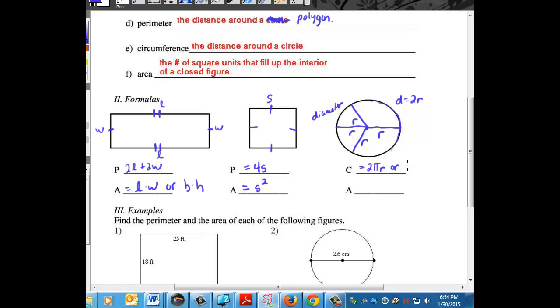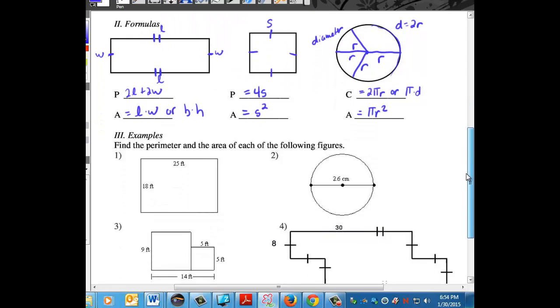It can also be expressed as pi times d, and that should make sense because remember that it takes 2 r's to make 1 d. So it's the same formula, except we're going to express 2r as 1 diameter. The area is going to be pi r squared. Let's go down to the problems.